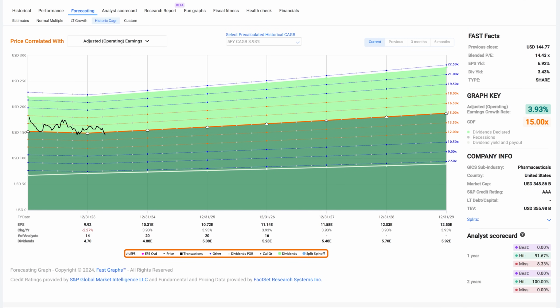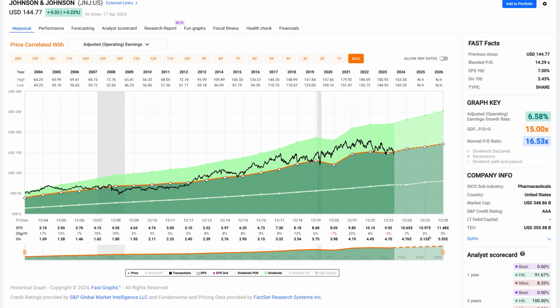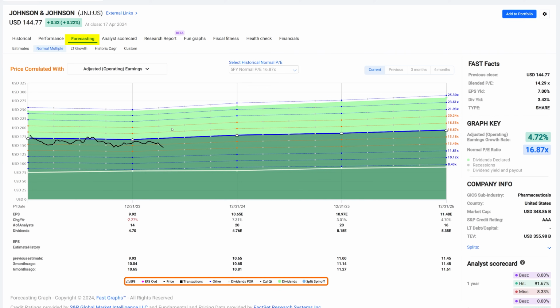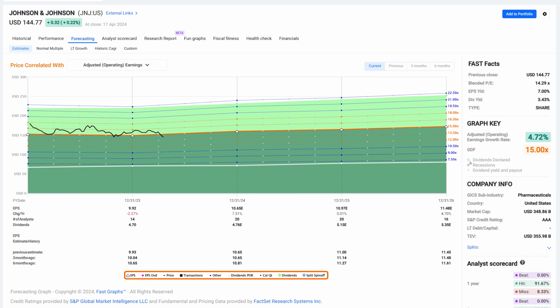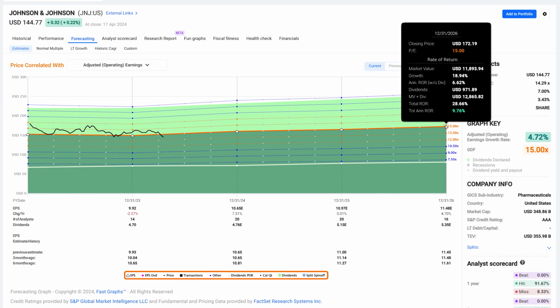And then finally, last but not least, I'm going to show Johnson & Johnson, the AAA rated company. Again, I'm trying to pick different companies with different growth rates here, because this company has averaged about 6.5% growth historically, even though it's a AAA rated stock. The forecasting graph expects the company to grow at 4.72% going forward, and using a 15 multiple, which is our 6.67% discount rate, I would expect to make about a 10% annualized rate of return on Johnson & Johnson.